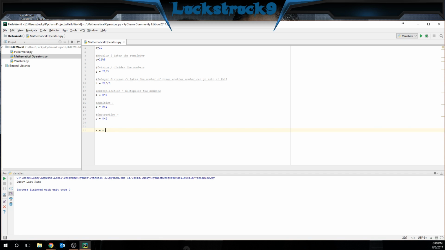You can do all the operations here. x equals x mod like 3. You can do that. Operations like that are what you can do. So that's just a brief overview of the mathematical operators you can do with numbers and how to increment them.